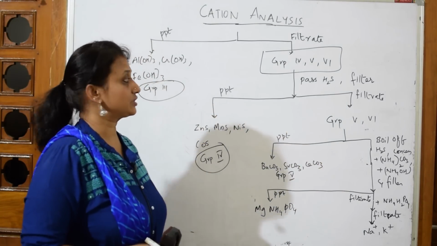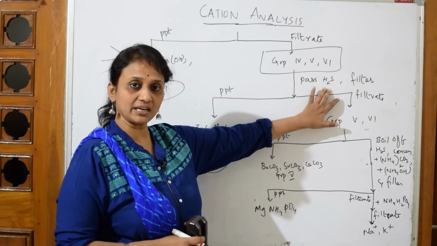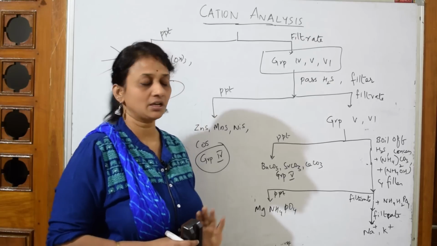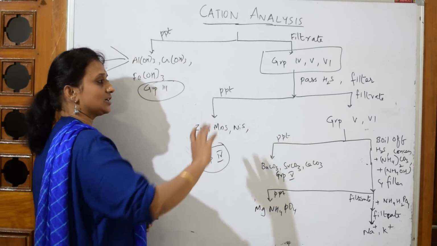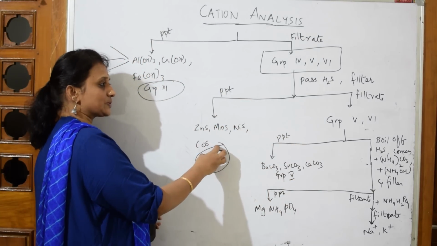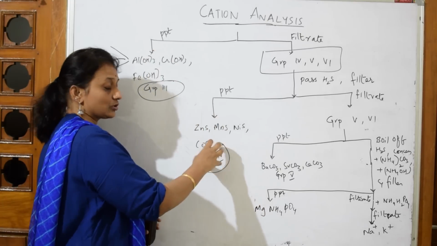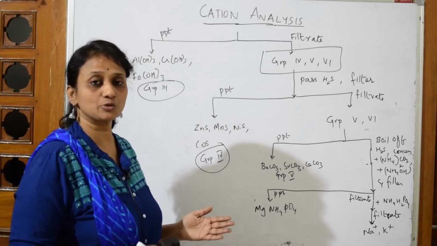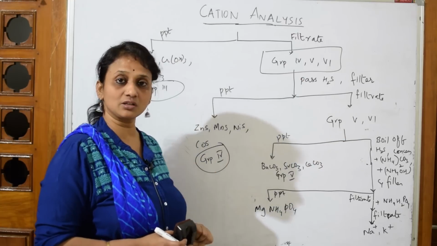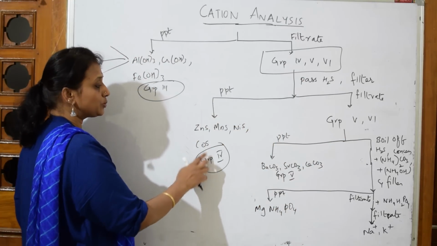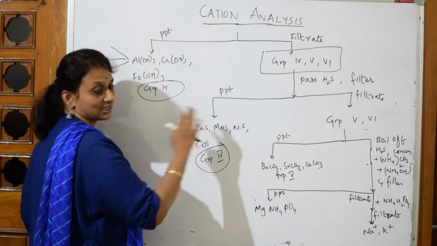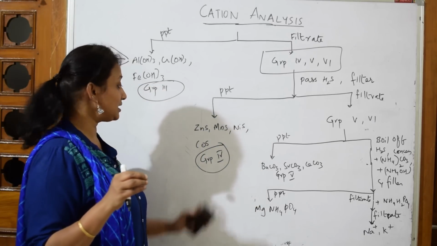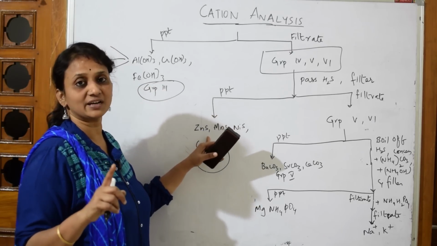Now next Viva question: what is a group reagent? Again you will be passing H2S and you will filter it. When you add this group reagent, suppose group 4 is present, here group 3 was present, group 4 starts precipitating out. What is the group reagent? H2S. What are the cations present in the fourth group? Zinc, manganese, nickel. How are they precipitating? They are precipitating as their sulfides.